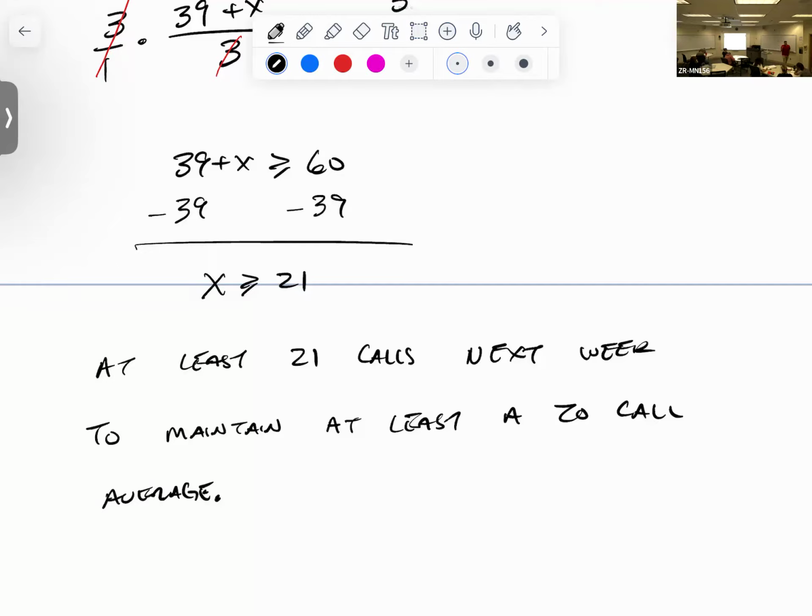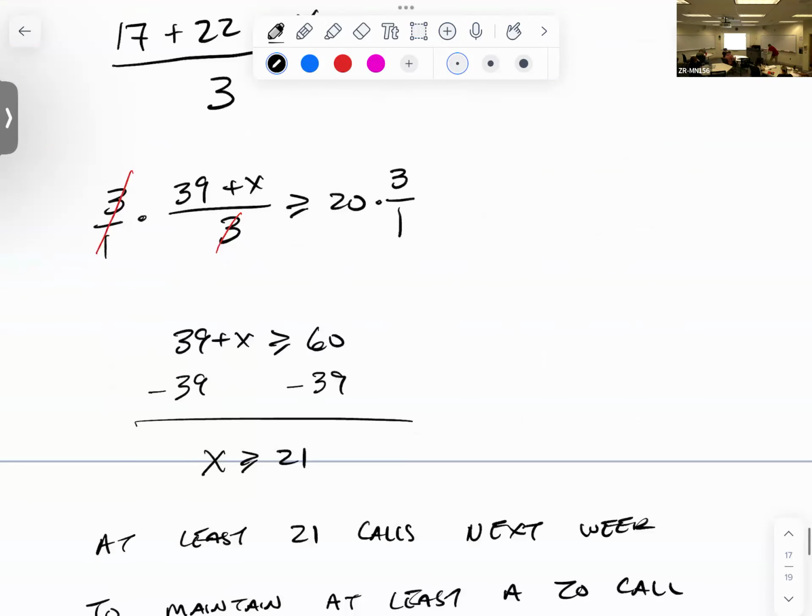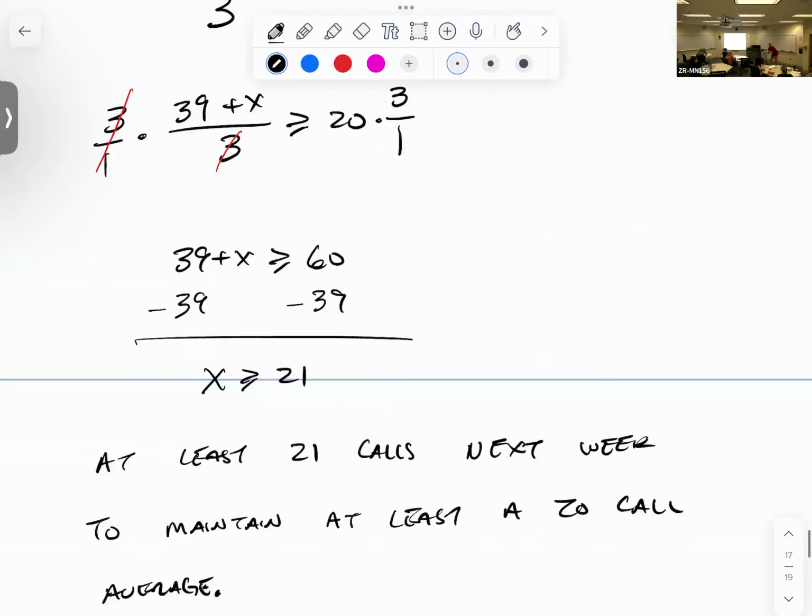The reason I'm writing sentences is once we have inequalities, it just feels weird to say X greater than or equal to 21 calls, right? And it's mostly just because of the context that it sits in. So a sentence is always kind of a nice thing to put here. Is that everything? Oh, easy peasy, look at that. Beautiful.